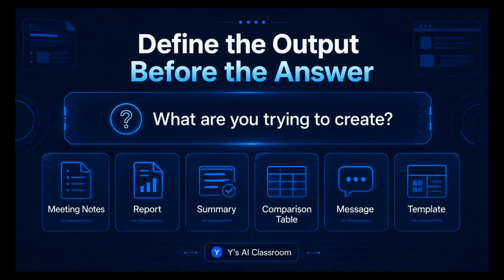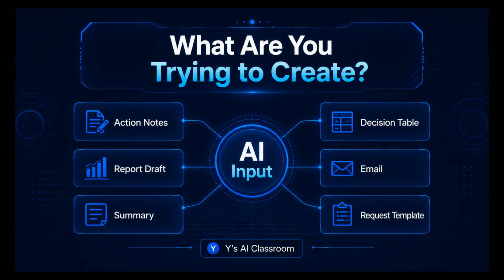Before asking AI for an answer, first, ask yourself this question. What am I trying to create? A meeting note, a report, a summary, a comparison table, a message, or a reusable template? The clearer the output is, the easier it becomes to judge whether the AI result is useful. The same information can become many different outputs. One input can become action notes, a report draft, a decision table, an email, or a request template.